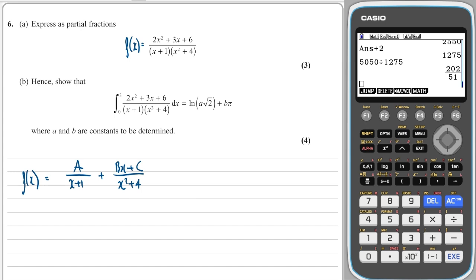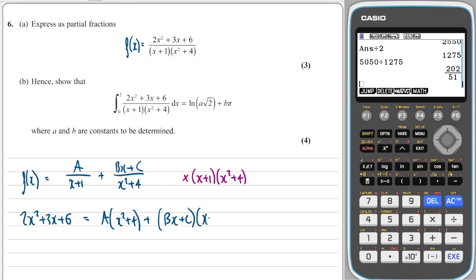Okay, then what I can do is I can multiply through by x plus 1, x squared plus 4. And this will give me 2x squared plus 3x plus 6 is equal to A lots of x squared plus 4 plus Bx plus C times x plus 1.